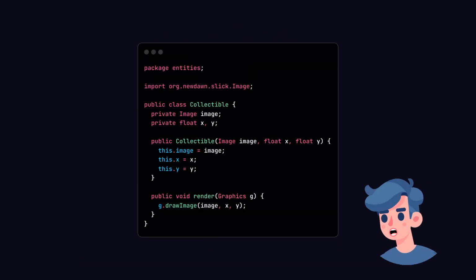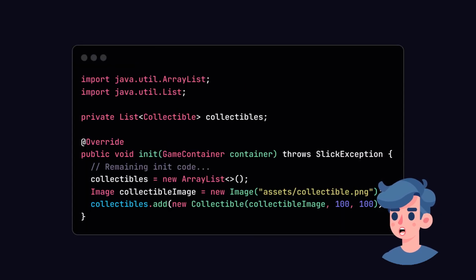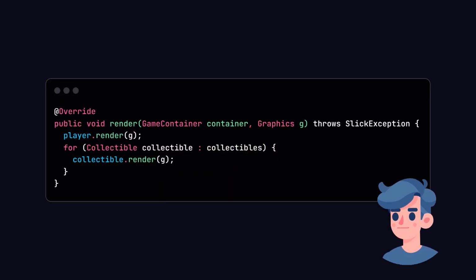Next, let's add collectibles to our game. We will create another class named Collectible in the Entities package. This will represent items that the player can collect. This class initializes the collectible's image and position. Now we'll modify the main class to include a list of collectibles that will be displayed in the game. Make sure to add the image collectible.png to your assets folder.